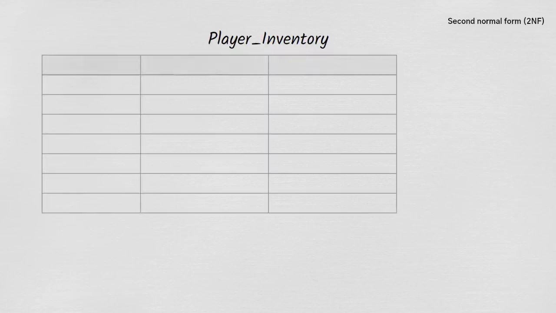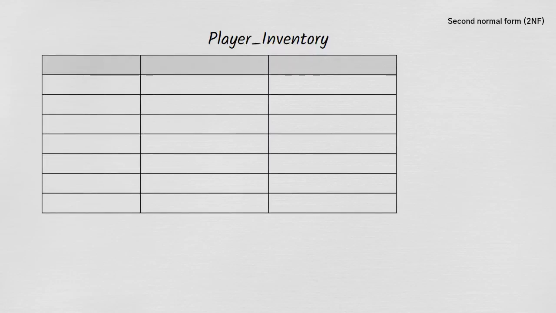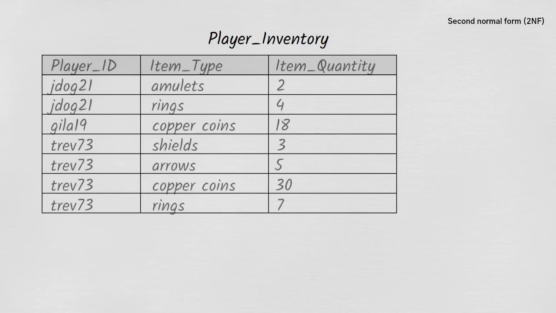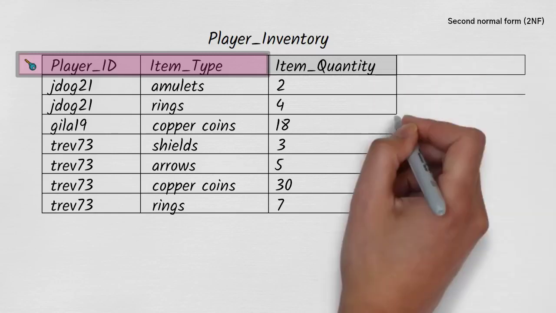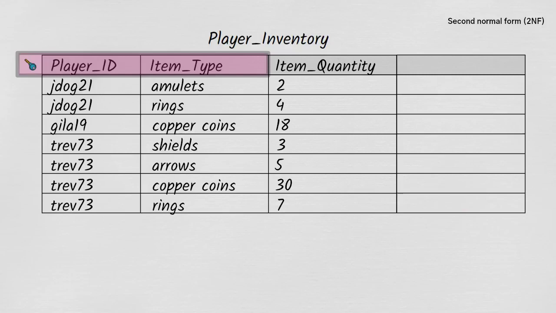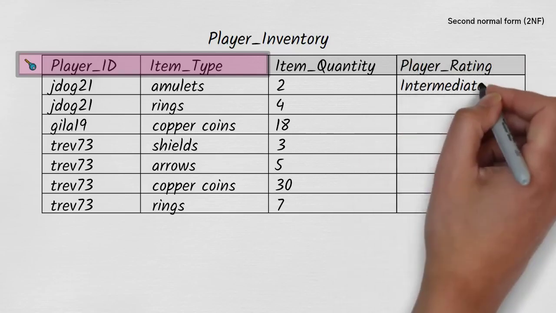Let's look again at our player inventory table. This table is fully normalized, but suppose we enhance the table slightly. Let's imagine that every player has a rating: beginner, intermediate, or advanced. We want to record the current rating of each player, and to achieve that, we simply include in our table an extra column called player rating.